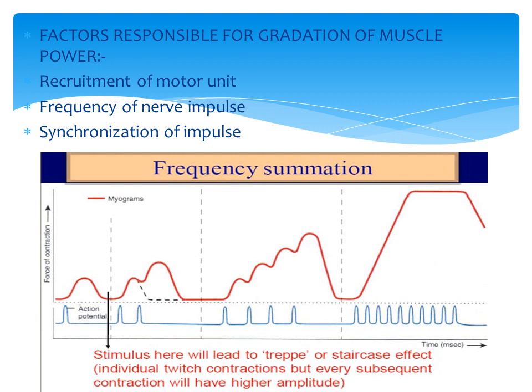Now, coming to synchronization of impulses. At any one time, the motor units are in different phases of activity. That is, some are contracting and others are relaxing. Due to algebraic summation, the muscle gives a steady but weak pull. With increasing synchronization of the motor units, the force of contraction increases.